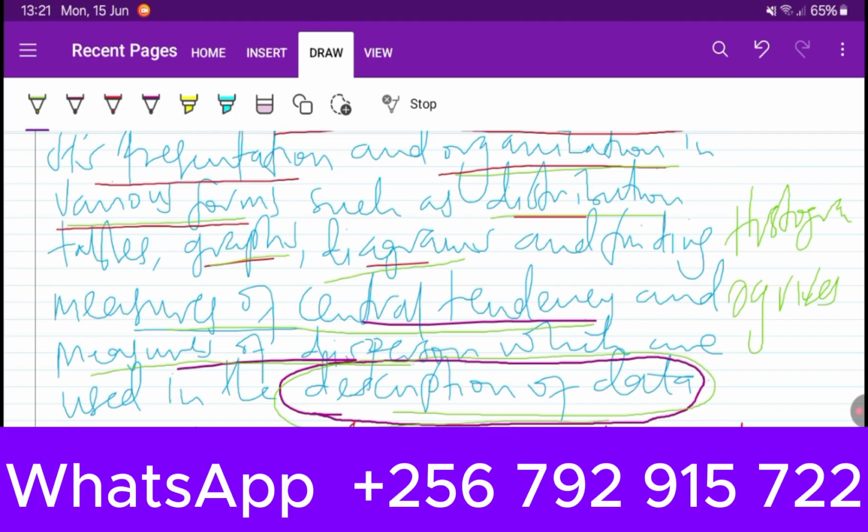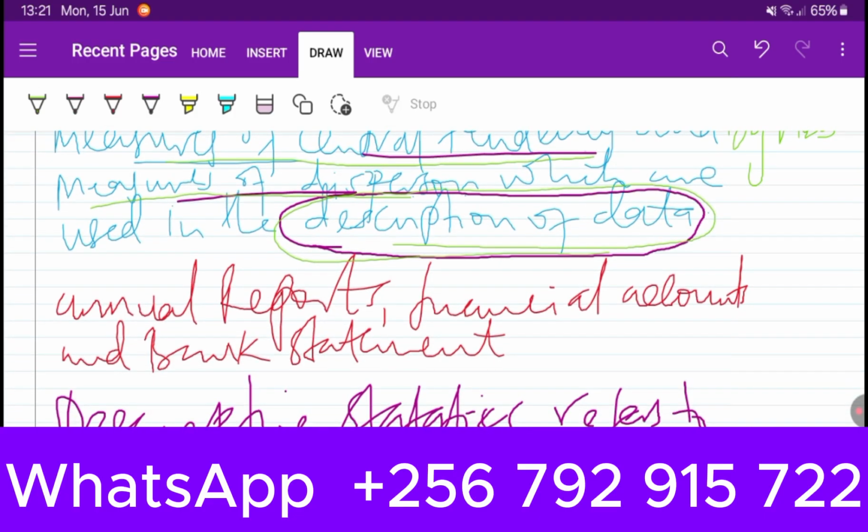They make use of descriptive statistics in the presentation of what we call their annual reports. They could be financial reports, they are preparing financial accounts, maybe bank statements and other kinds of aspects. So when managers and CEOs are presenting this information, they always come up with statements, and these statements are prepared maybe using graphs, whereby they can display a graph showing how the sales have improved in a given period, maybe in a given quarter.